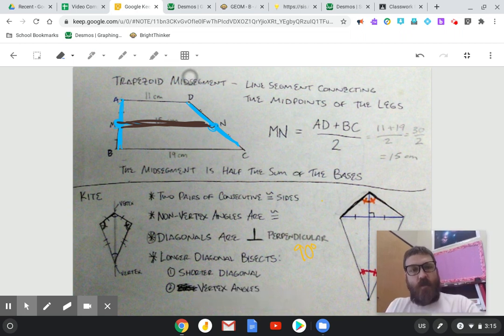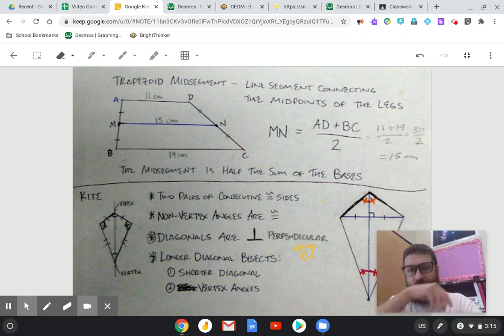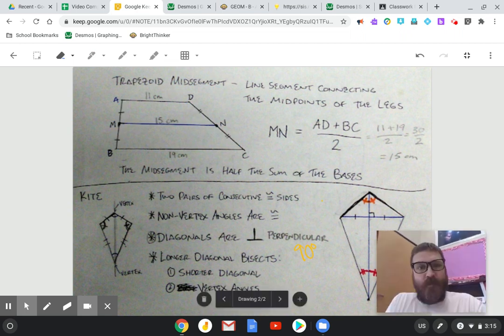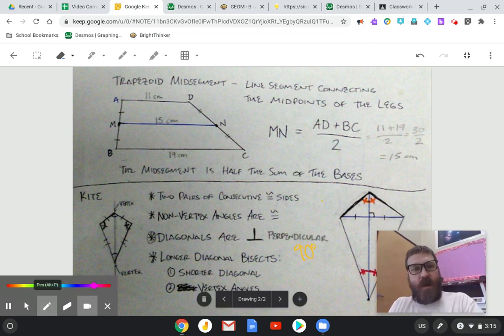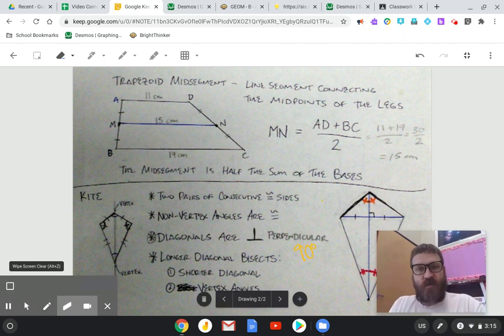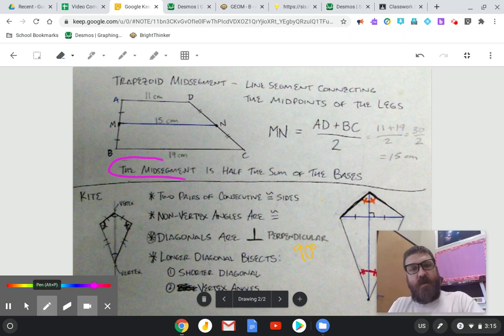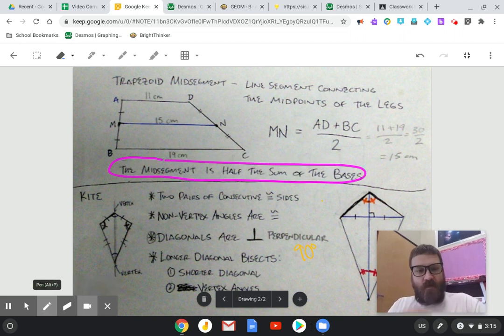All right, so what do we know about that? Well, the two main things you know about the midsegment is that, first of all, it's also parallel to these sides. So if those are parallel, that's parallel as well. That's the first thing you know. Then the other thing you know is this: the midsegment is half the sum of the bases.